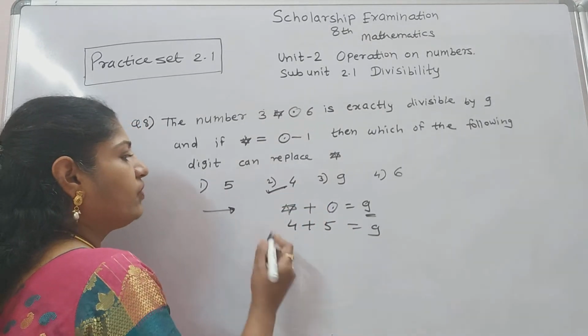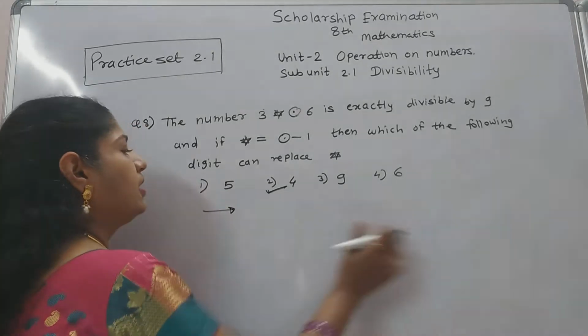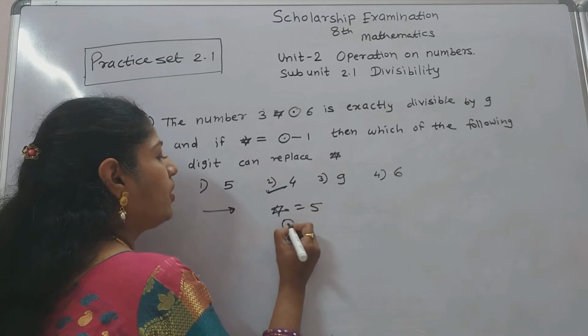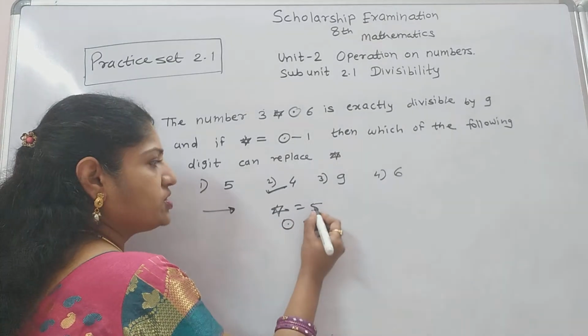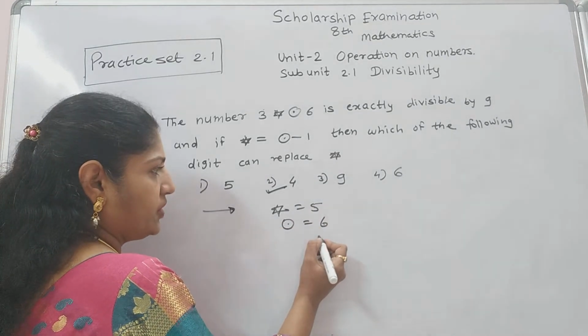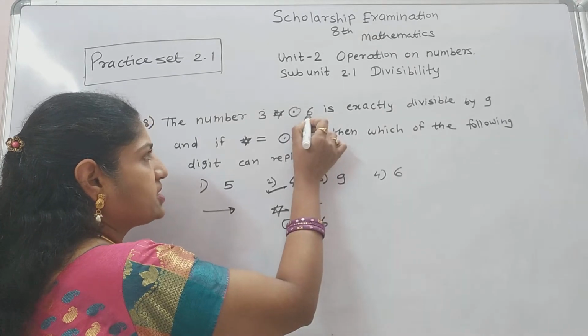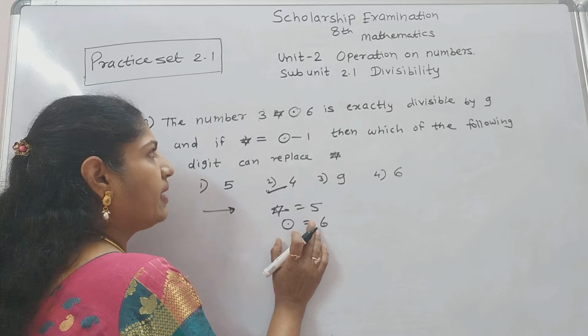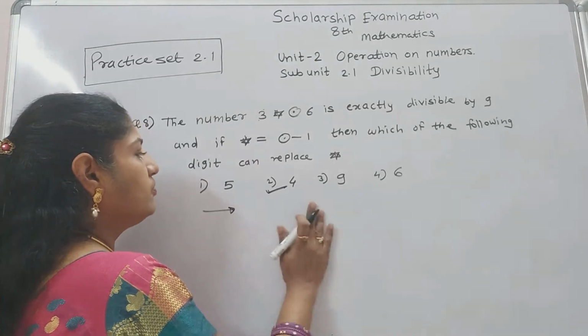If I put 5, option number 1, when I put the value of star as 5, then dot is equal to 6. So 6 plus 5 is 11. So 11 and 6 plus 3, the sum is not divisible by 9. So option 1 is wrong.